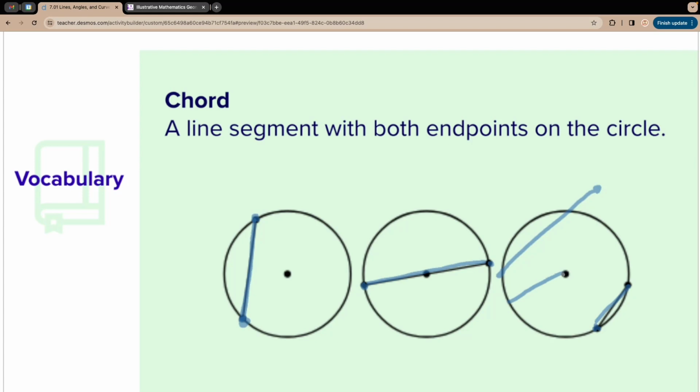Or a radius, this endpoint's in the center, this point's on the circle, that's not a chord. So these two are not chords. Both endpoints got to be on the circle.